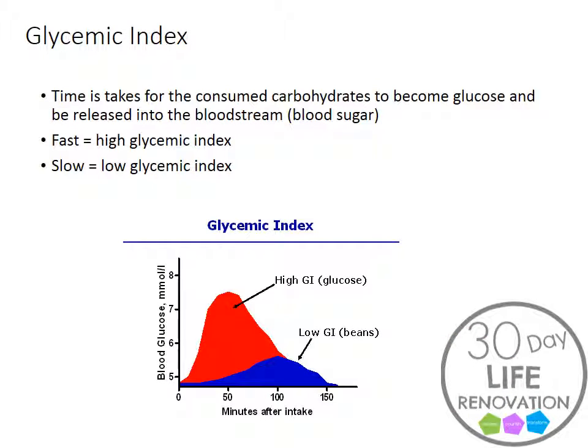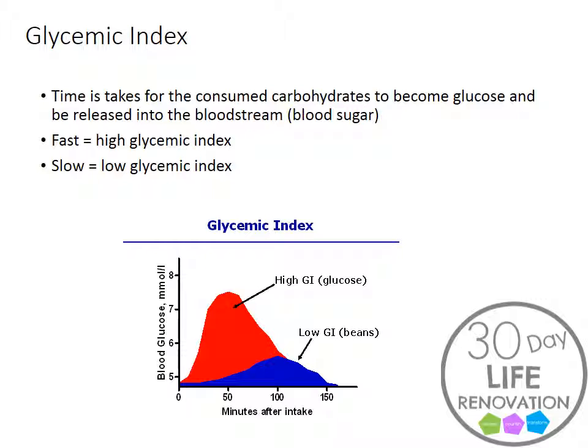So now I want to talk about the glycemic index. The glycemic index is basically the time that it takes for any carbohydrate that you've consumed to become glucose and to be released into the bloodstream. And when glucose is in the bloodstream, that's called blood sugar. So a fast time would be a high glycemic index. So if you consume something that has a high GI or glycemic index, that means that it's being converted into glucose very, very fast. If you have a low glycemic index, that means that whatever you consumed is being converted into glucose very, very slow.